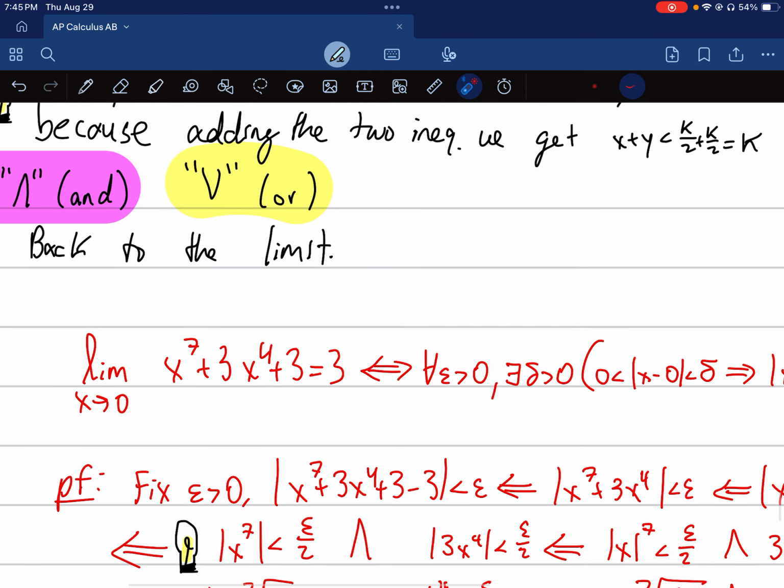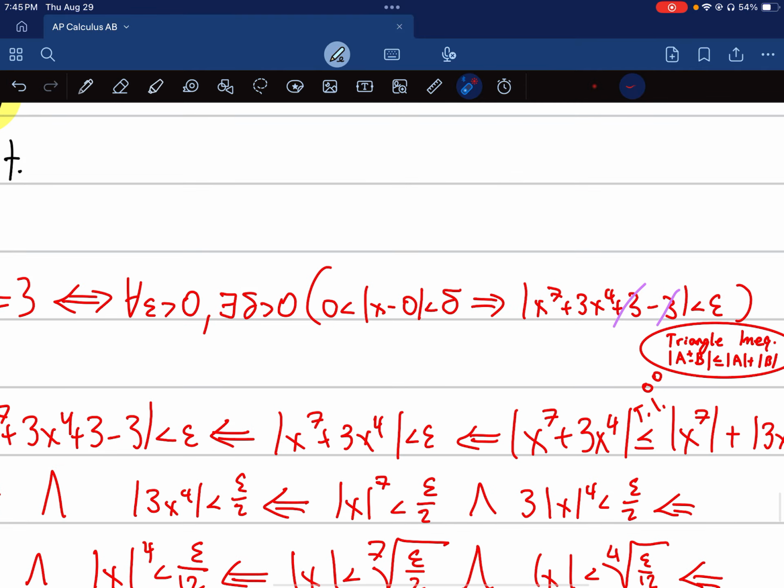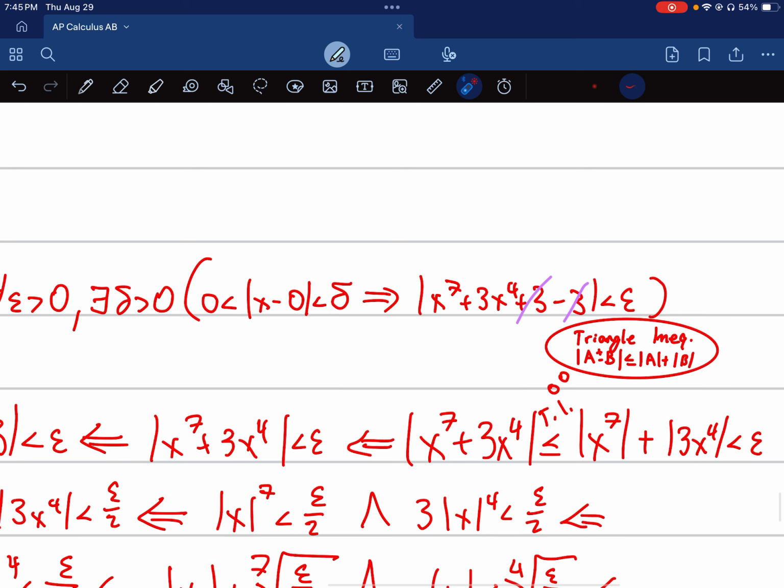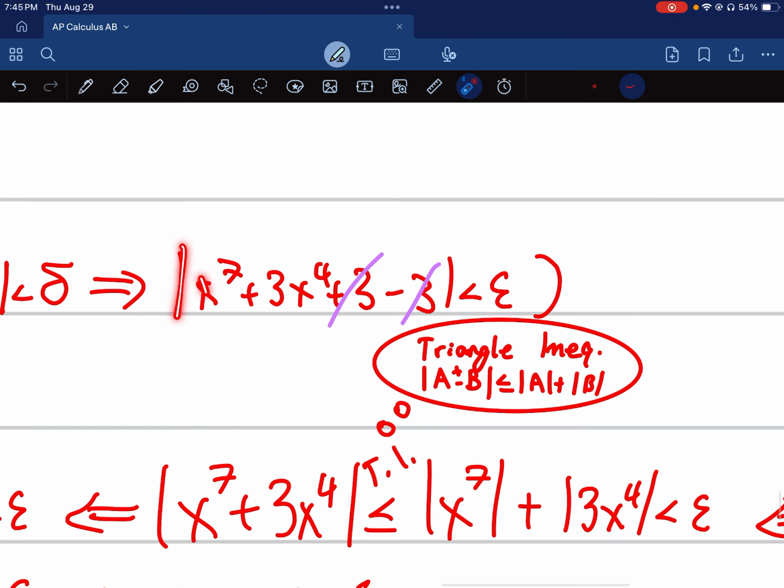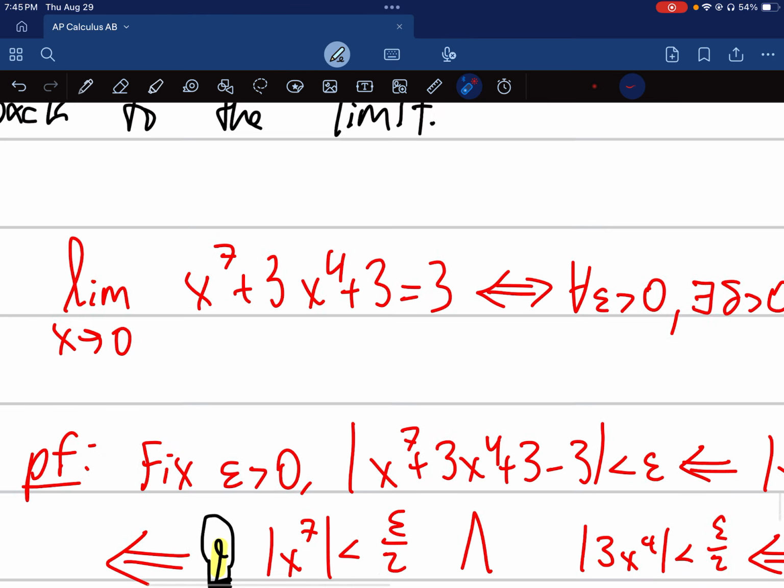So, the limit as x approaches 0 of x to the 7 plus 3x to the 4th plus 3 is equal to 3 if and only if, for all epsilon greater than 0, there exists delta greater than 0, such that 0 less than the absolute value of x minus x naught, where x naught is 0, is less than delta, implies this, right, our f of x, we're just rewriting it, minus 3, and notice the 3's cancel out, so in the next step we'll just completely ignore this, is less than epsilon.